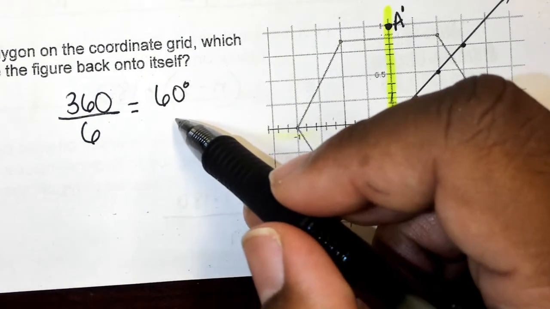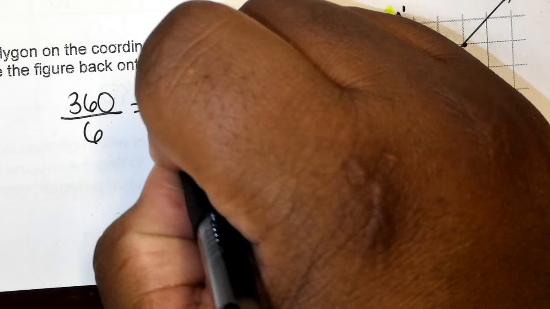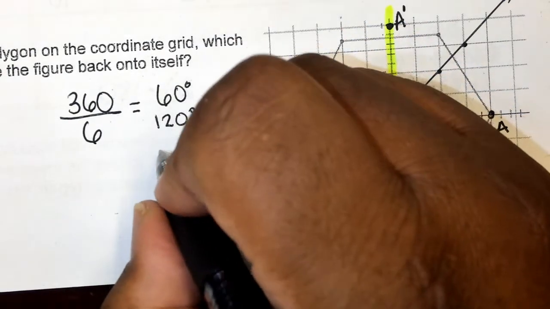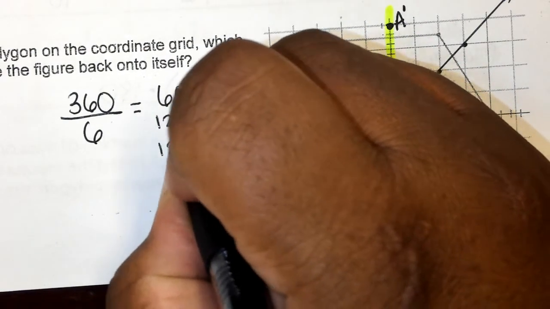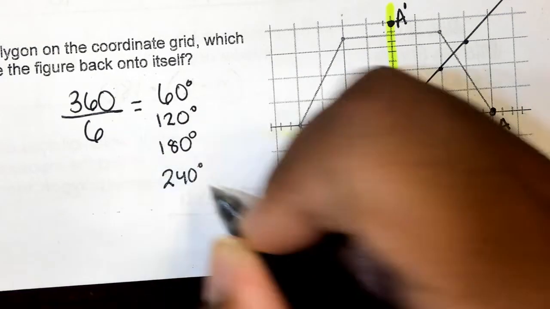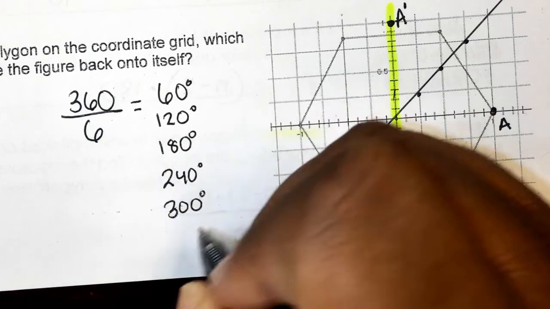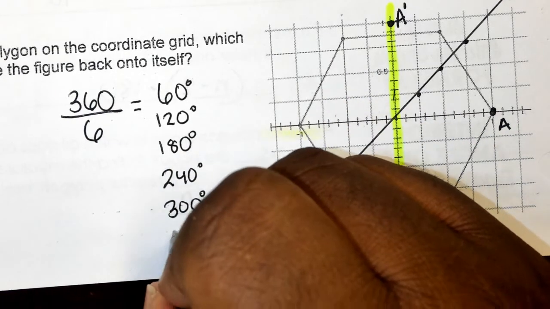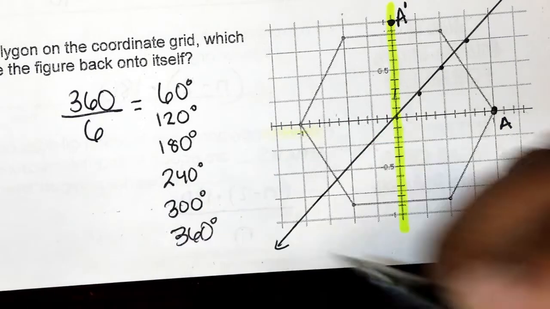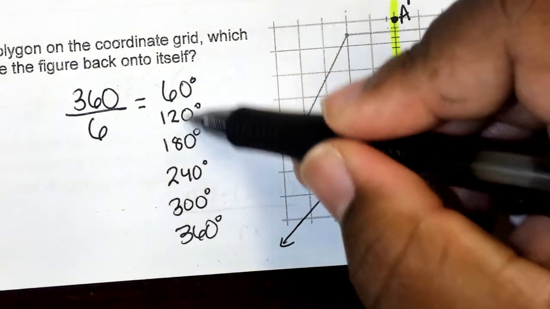So I know it can do 60. 60 plus 60 is what? 120. 120 plus 60, what's that? 180. 180 plus 60? 240. 240 plus 60? 300. And then 300 plus 60. I just showed myself all 6 rotations that this figure can do. So I know it can do all 6 of these.